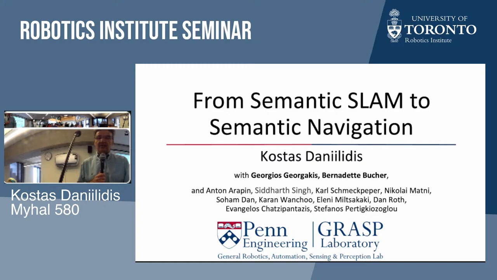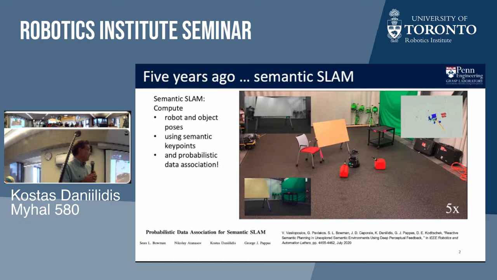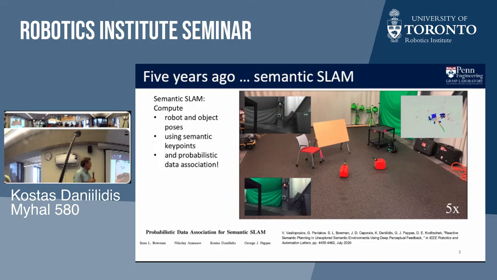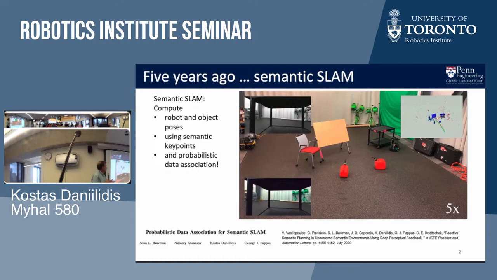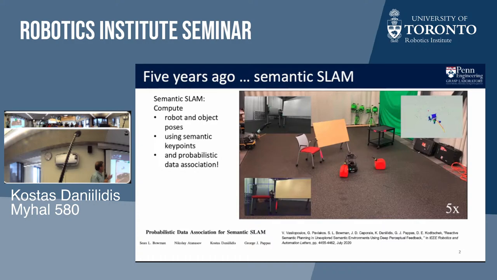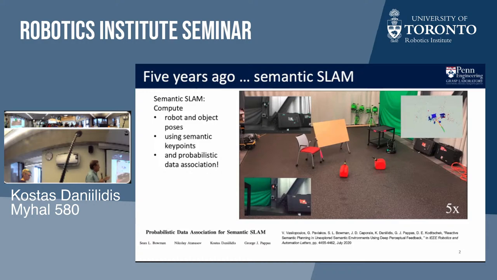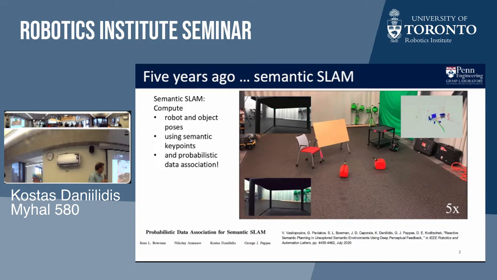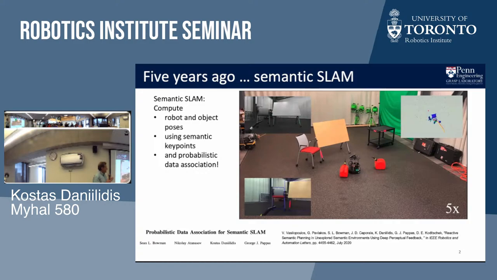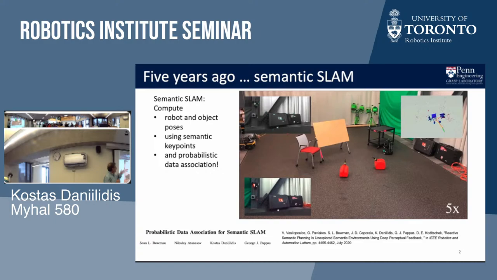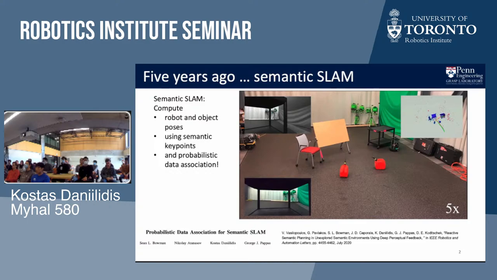All right, as Florian said, five years ago we wrote this paper, Probabilistic Data Association for Semantic SLAM. What we really sought was both localization and mapping using semantic keypoints for objects, a technology we developed for humans. And this is a demo from a later paper joint with the group of Dan Kostas, where the robot does reactive planning based on a semantic map of objects in the scene plus an occupancy map.